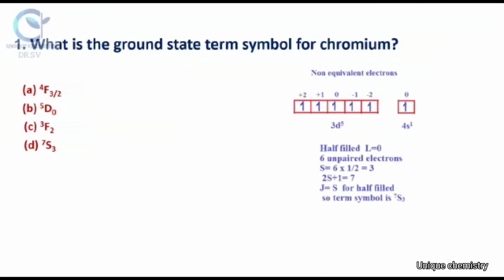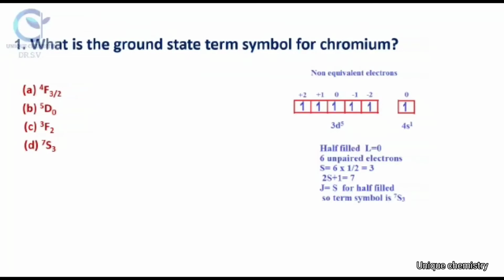Both are non-equivalent electrons, 3d5 and 4s1, because of the difference in n as well as l value. If the electrons have different n or l values, they are known as non-equivalent electrons. And for this, both are half-filled, so the L value is 0 for both configurations. So it is an S state.